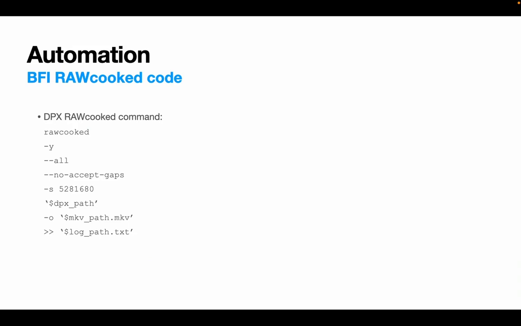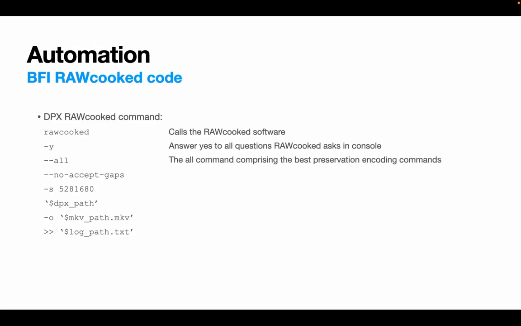So here's the RAWcooked command we're using for this encoding. RAWcooked calls the software to launch. -y answers yes to any and all questions RAWcooked might ask in the console. You can substitute this for -n if you don't want it to answer yes to all the questions. --all, the wonderful all command as described by Michael earlier. --no-except-gaps adds a warning to the logs to ensure that we know that gaps have been found.